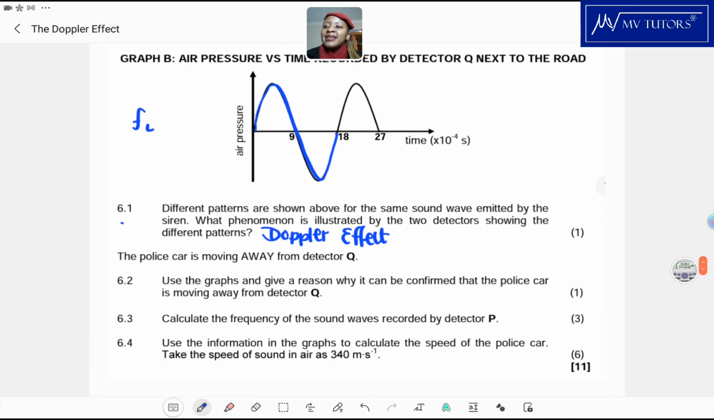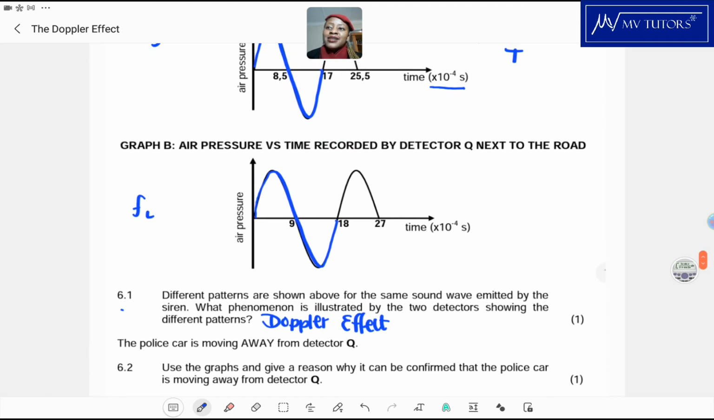Alright, then it says the police car is moving away from detector Q. Now use the graphs and give a reason why it can be confirmed that the police car is moving away from detector Q. Remember at the beginning that image I drew of the stick figures? When the source is moving away from the detector or observer or listener, the wavelengths are big. When it is moving towards the listener, the wavelengths are shorter.